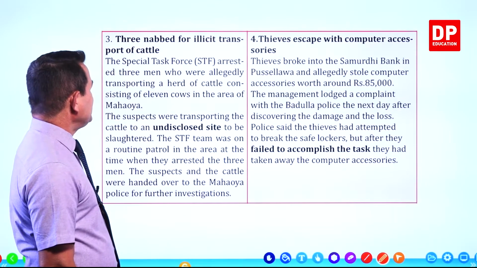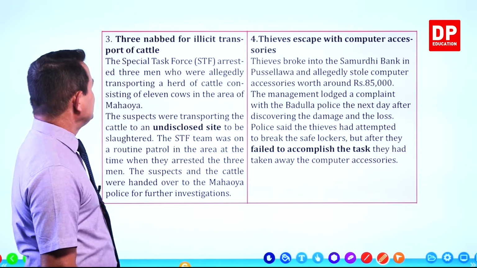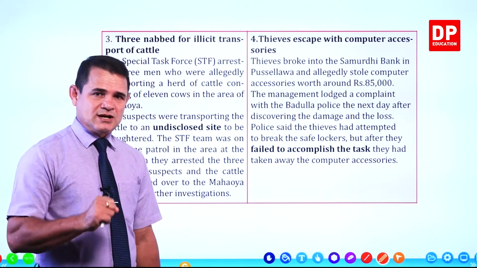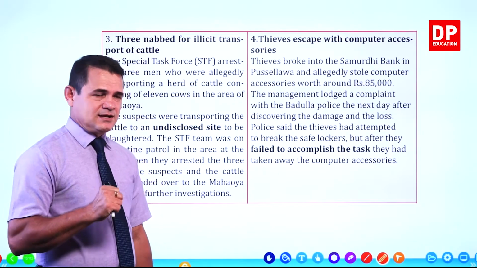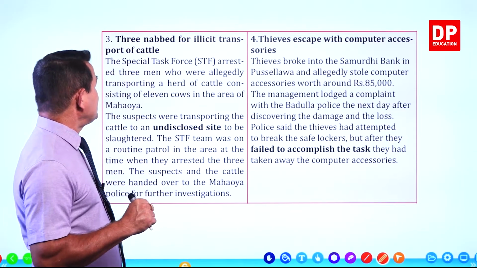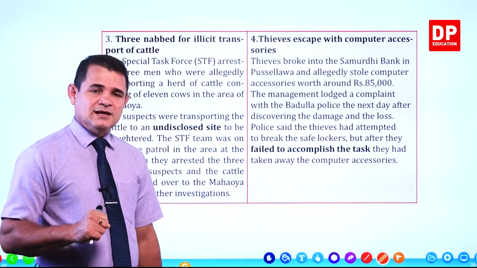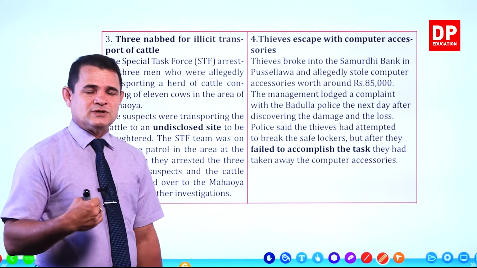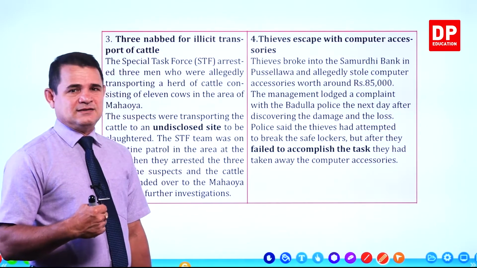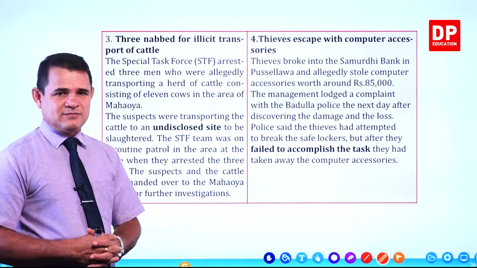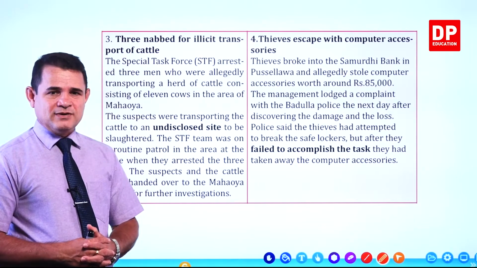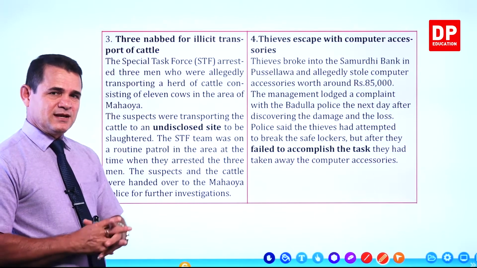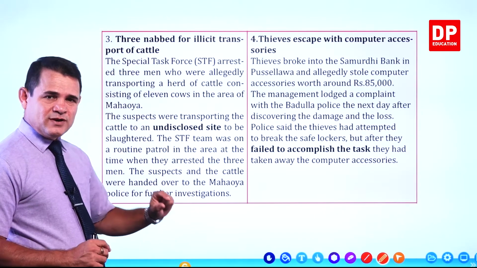Next one, 3 nabbed for illicit transport of cattle. Nabbed means got caught, arrested. Illicit means that is also against the law. Illegal transport of cattle. 3 people were arrested in connection with illegal transport of cattle. That's the topic. Now that I have said the topic, when you read you can understand.